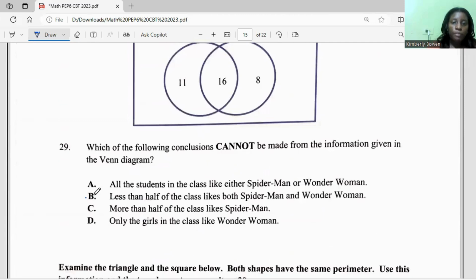Just check back. For B, it says less than half of the class likes both Spider-Man and Wonder Woman. As I said, it's 35. So therefore, that's actually more than, hold on. No, I made an error. 35. Double 16 is 32. So that's actually true. So this is the one that can't be deduced from the diagram. Only girls in the class like Wonder Woman.